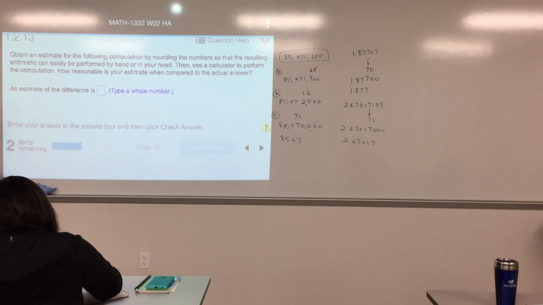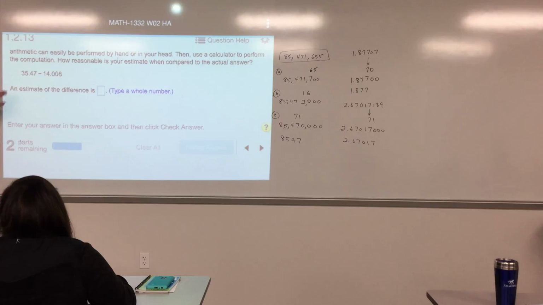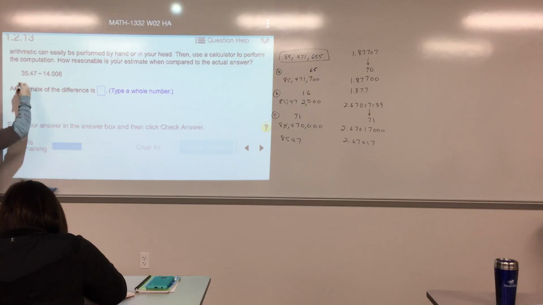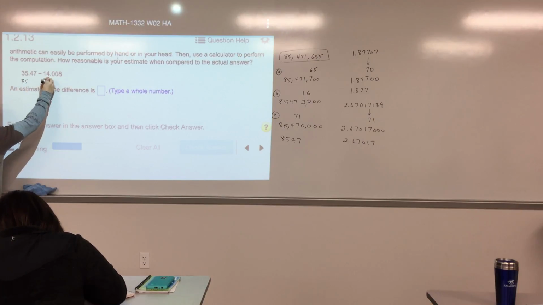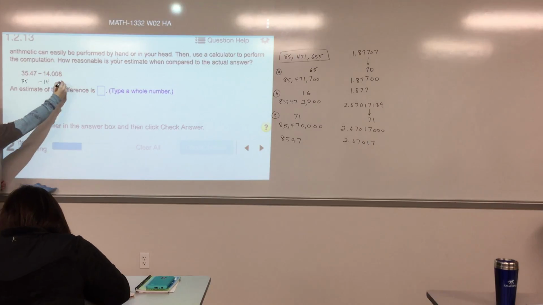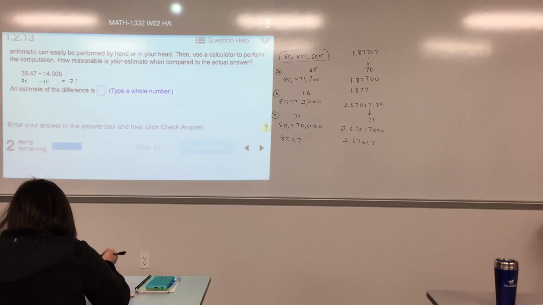And here's another question. Same concept, obtain an estimate for it, and then you'll find the actual. So we need the numbers. 35.47 minus 14.008. What is 35.47 round to? 35. 14.008. 14. And your estimate is 21. Does that make sense, guys?